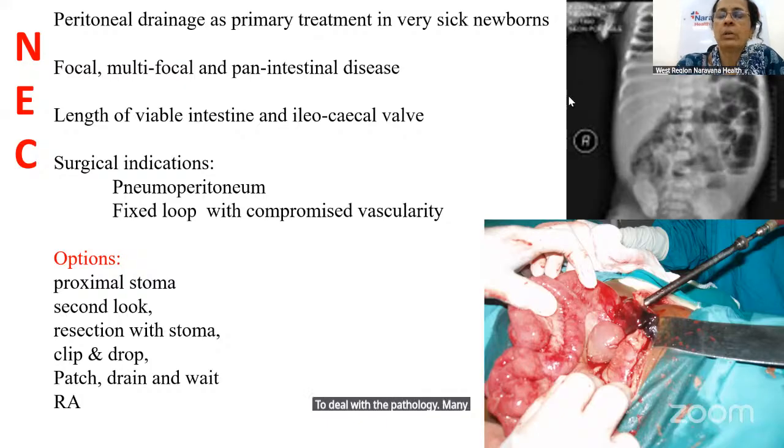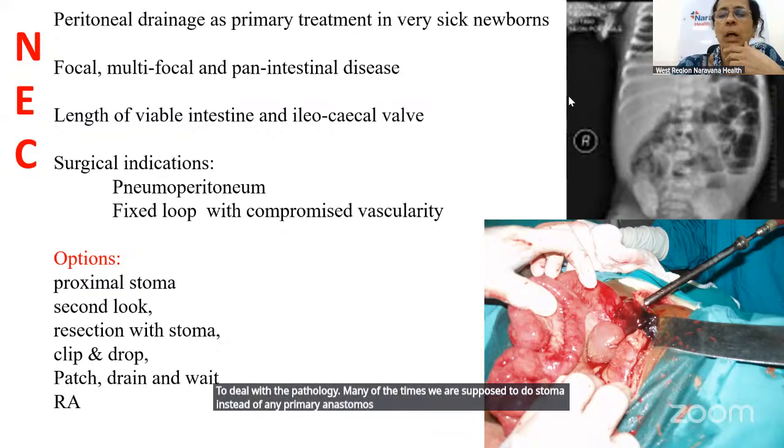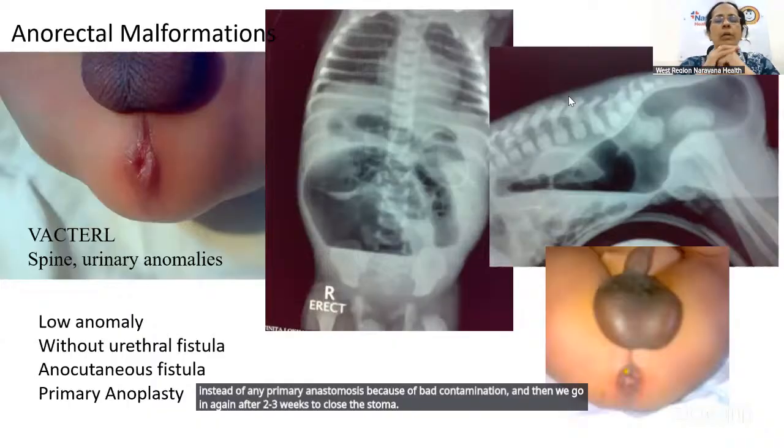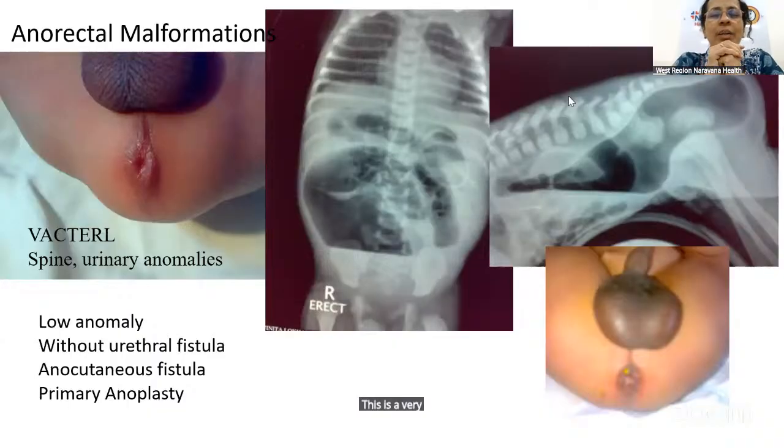Many of the times we are supposed to do a stoma instead of any primary anastomosis because of bad contamination, and then we go in again after 2-3 weeks to close the stoma. This is a very unusual kind of intestinal obstruction.